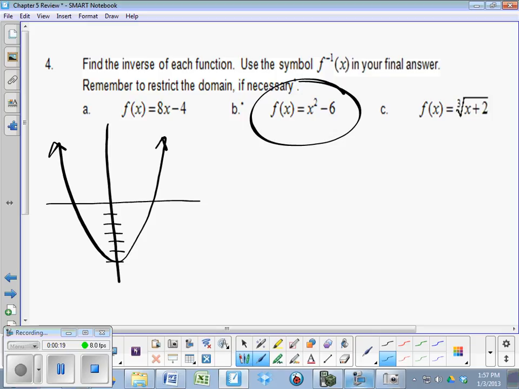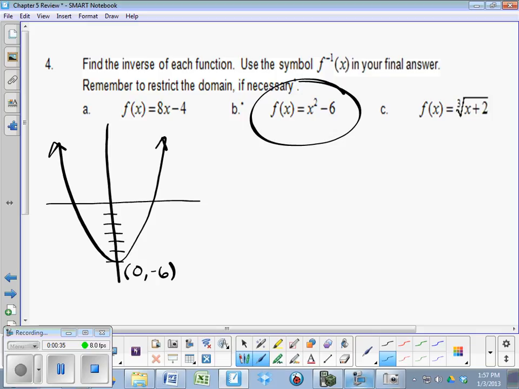If you didn't know that, you need to go back and redo all of Unit 4 before the exam next 2 weeks from now. All right? That's a parabola shifted down 6. So its vertex is at (0, -6). If you knew that, great.